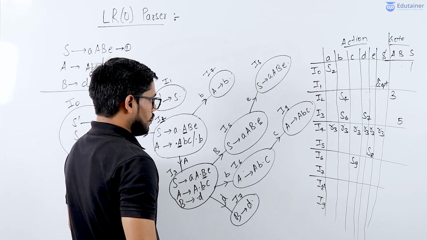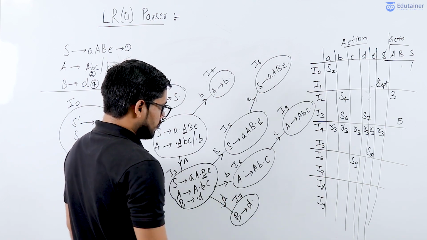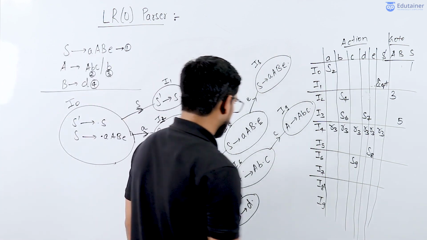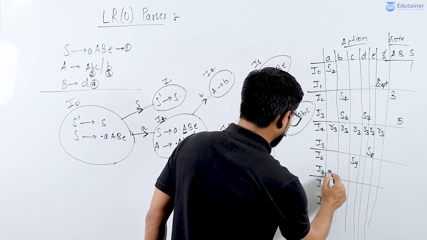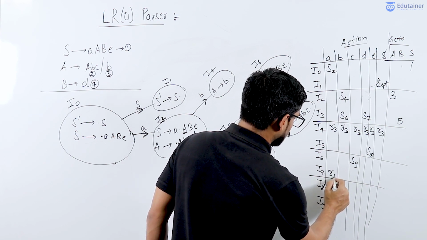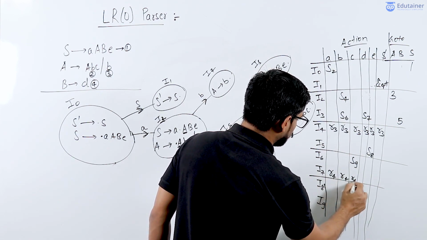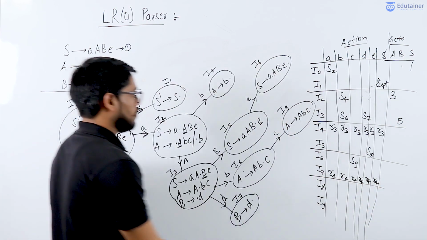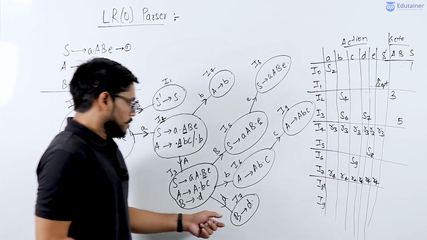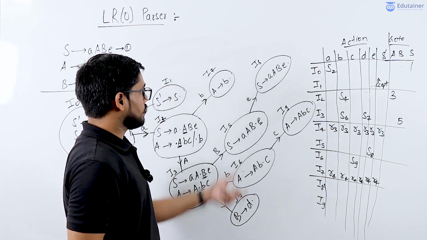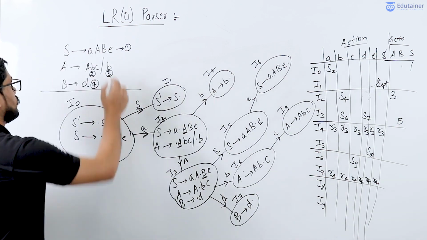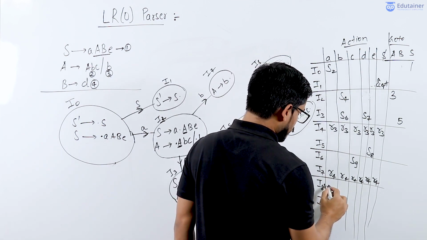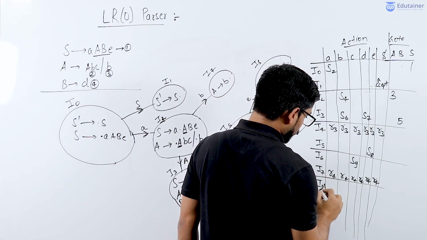That's over. I7 is the final item, and which production number is it? It is production number 4. So I will write R4 in the entire row of I7: R4, R4, R4, R4, and finally R4. Now I7 is over. I8 is also a final item. Which production number? Production number 1.